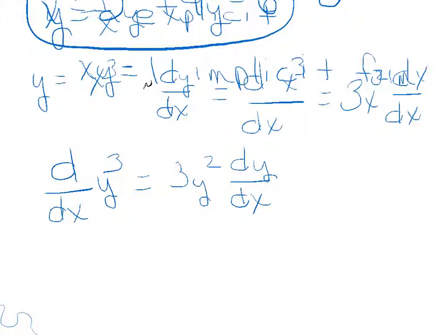Wait, so we take the derivative of what? It's kind of like using the chain rule: the derivative of the outer function, which is the cube, times the derivative of the inner function. The derivative of y is dy dx.